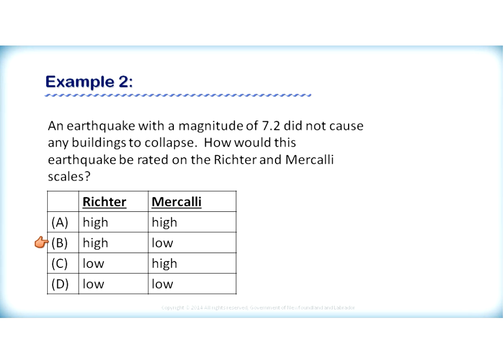Richter would rate the earthquake as high, 7.2 on the Richter scale, and Mercalli would rate it as low, where no destruction of buildings or no buildings collapsed, therefore below. So the answer to this question would be B.